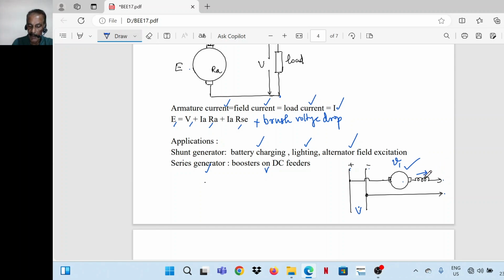That means whenever the load current increases, the field excitation increases proportionately and the generated voltage increases. The only thing is that it should be on the linear portion of the curve. After a certain stage the field will reach saturation. Even if the field current increases further, there won't be a corresponding increase in the generated voltage. So the generator should operate in the linear portion of the voltage curve.